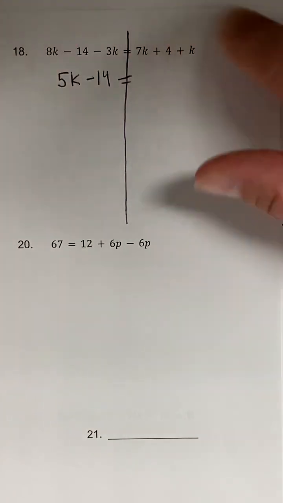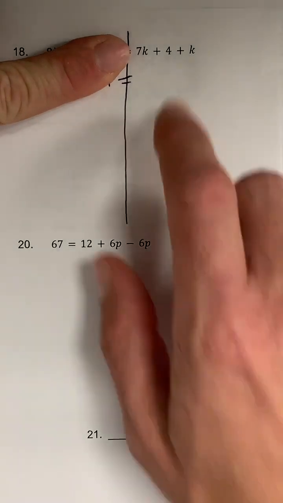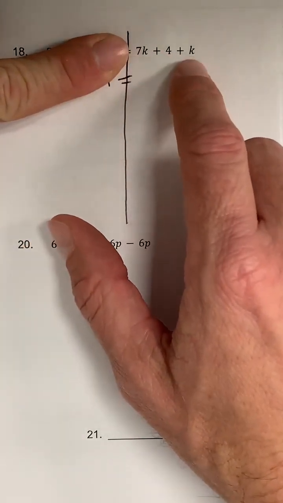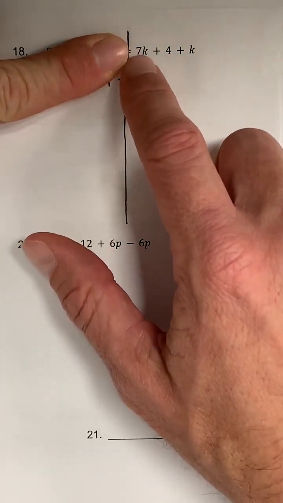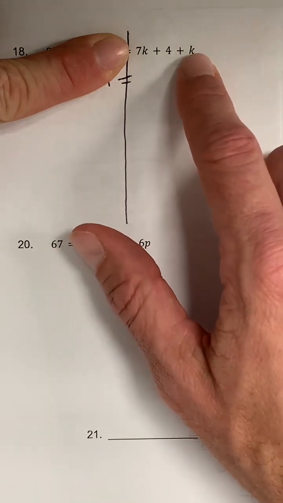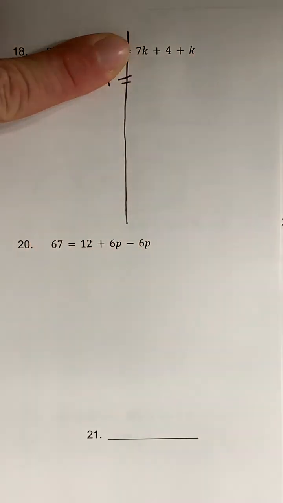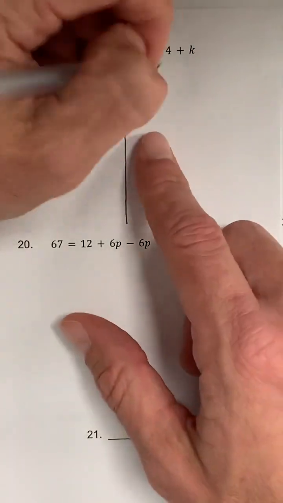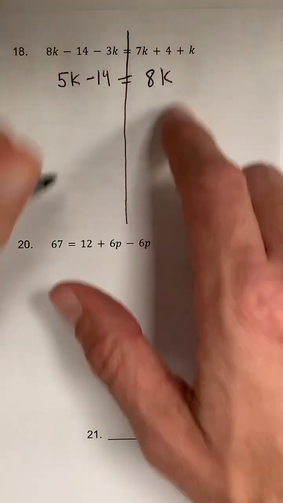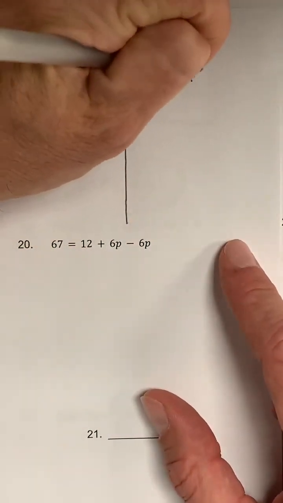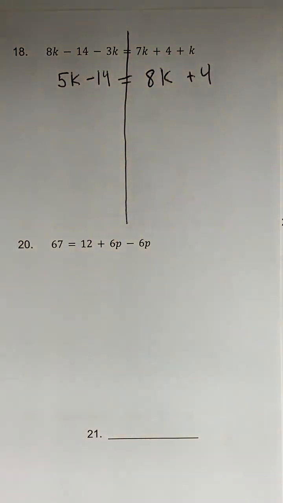Let's do the same thing with the other side. Let's cover this side up. Are any of these things combinable? And the answer is yes. There's 7k's right here, plus there's another k right here. So 7 plus one of them, there's a total of 8k's over here. So let's write 8k's, plus there's also a 4. So we have now combined like terms.